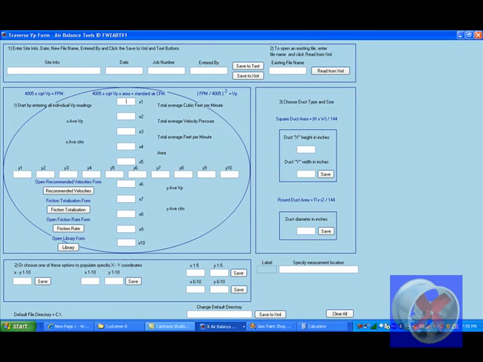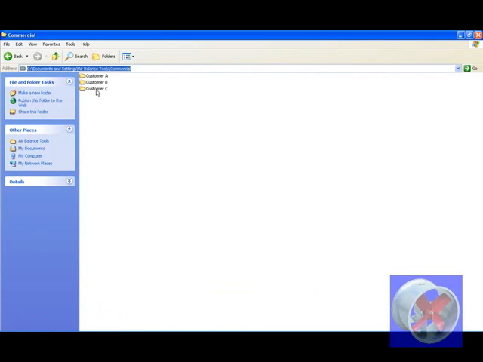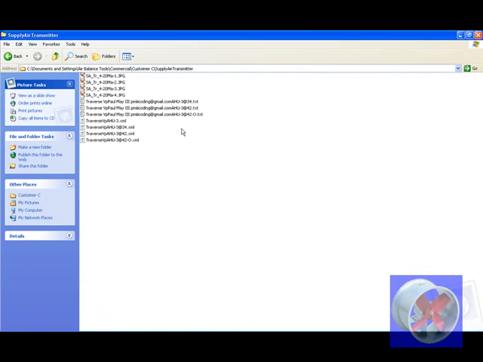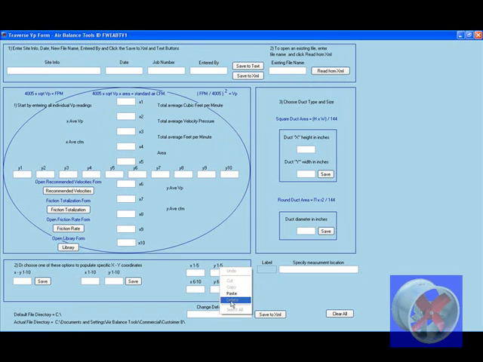So the first thing we want to do is we're going to go ahead and go to customer C. We got a supplier transmitter. We're going to copy that directory.